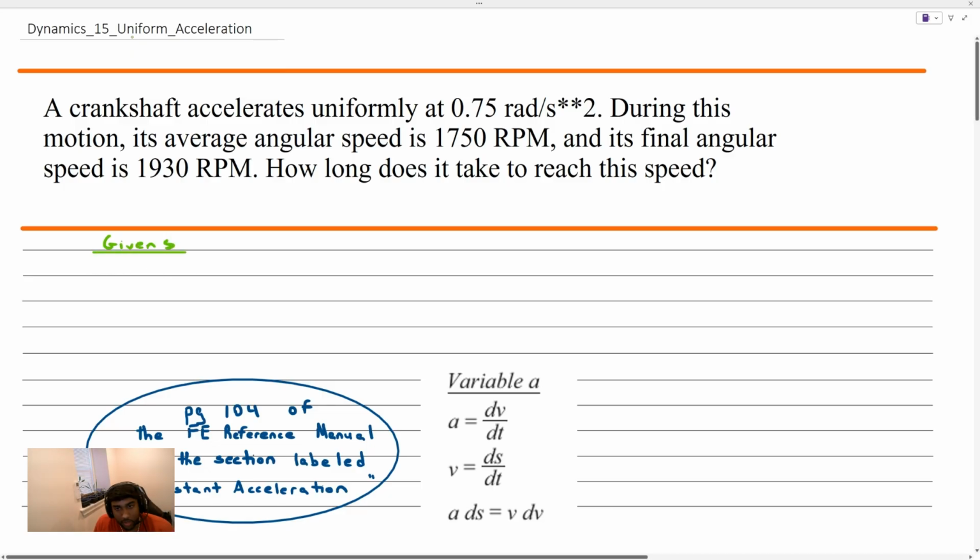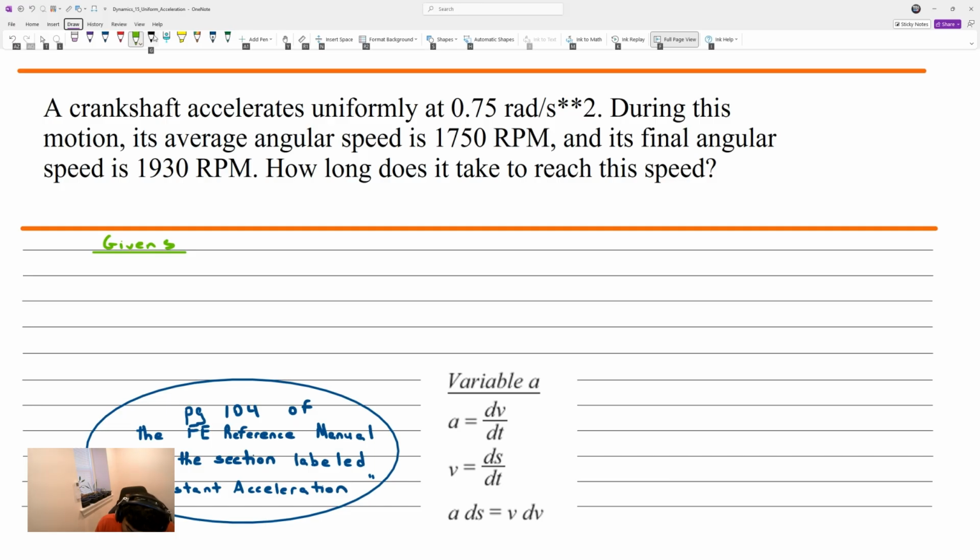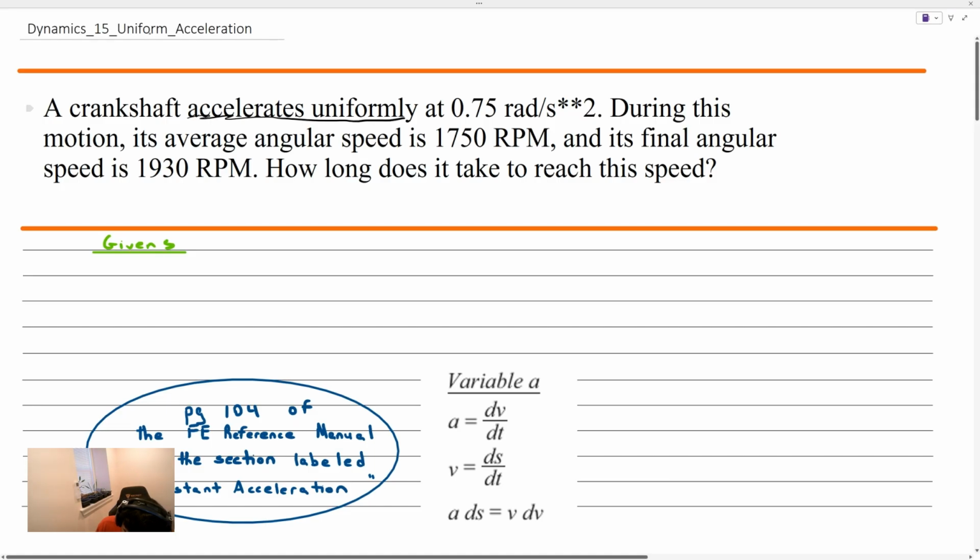You can always break down the problems into something that you're given and something that you need to find. So I recommend you go ahead and try to do that. It says a crankshaft accelerates uniformly, right? So what that means is that we have a constant angular acceleration. We're talking all about rotations here, so that's why we're looking at angular accelerations, angular speeds. So it makes sense that I would write the alpha here.